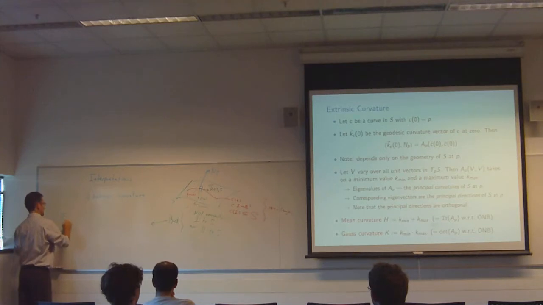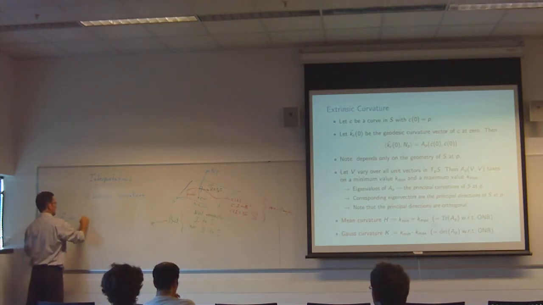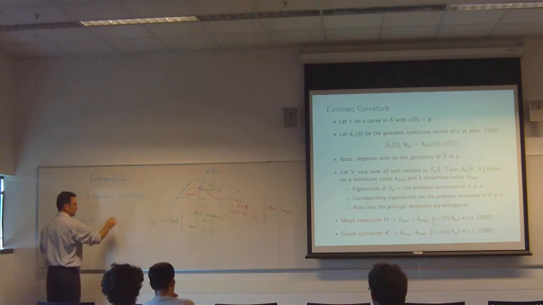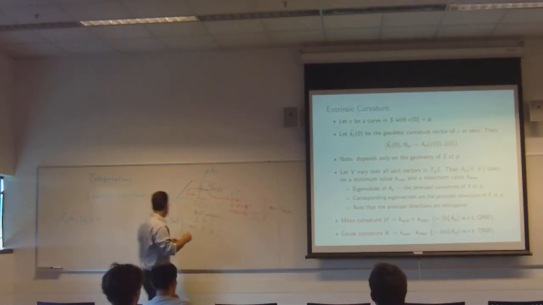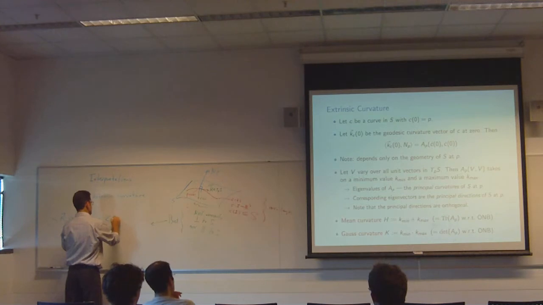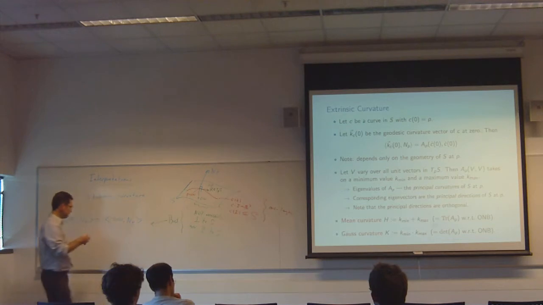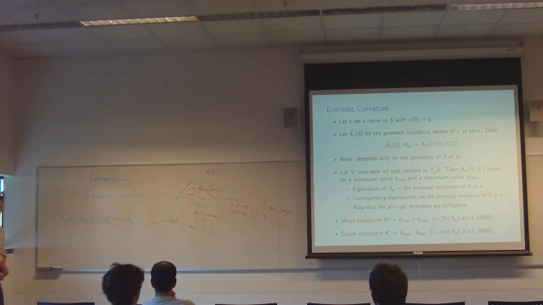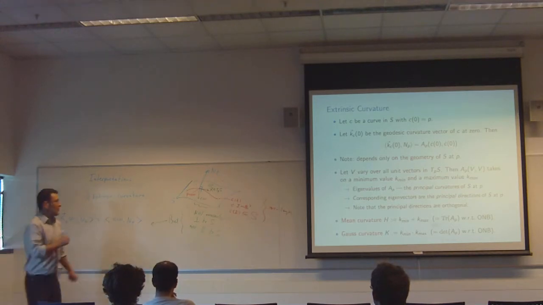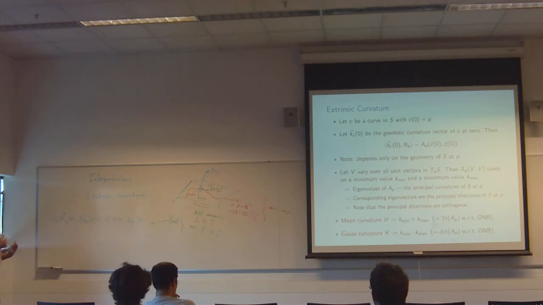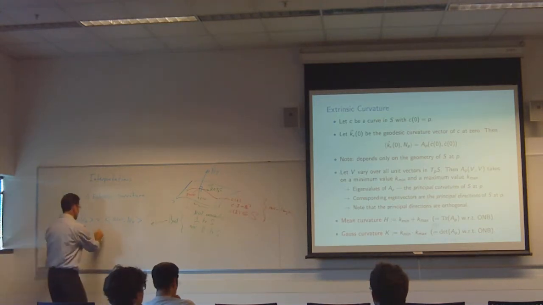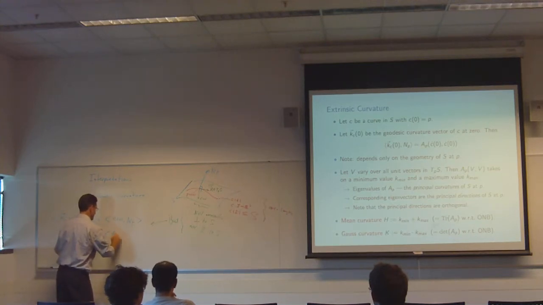But let me take the curvature vector of c at 0 and inner product with the normal. But of course, since we're in the arc length parameterization, I can say this is c double dot at 0 with the normal vector. Okay, so far so good, right? Okay, so I want to relate this to the second fundamental form. How do I do that? Well, let me do it like this.